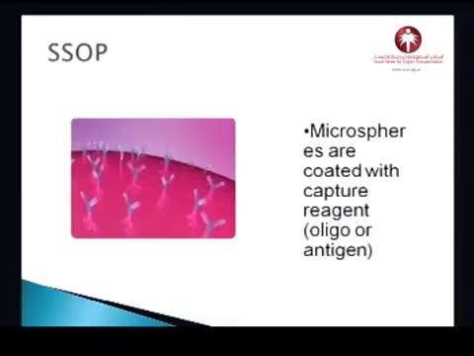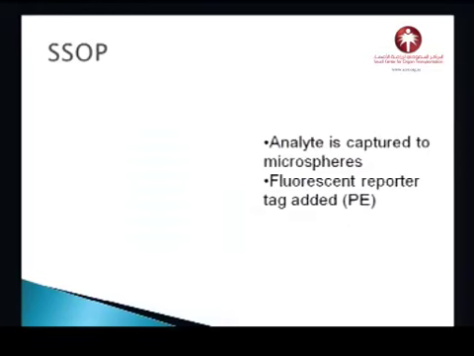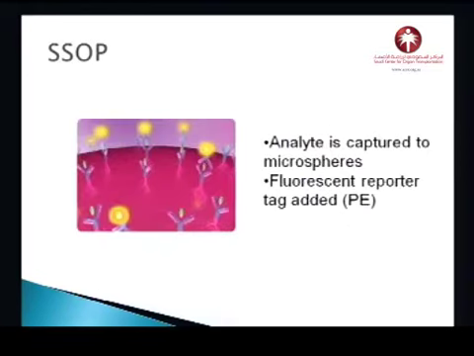So first, this is the bead, and the surface of the bead is covered or coupled with the target oligonucleotide in this case. And when we add DNA, if present, the amplified DNA will attach to that particular target. And then we add the second antibody with the fluorescence.